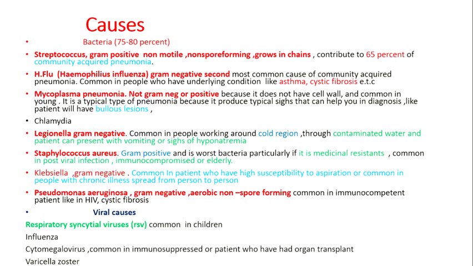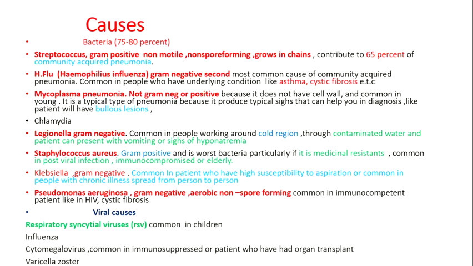So community acquired pneumonia, 65% is caused by Streptococcus pneumoniae. Another cause is H. influenzae, or Haemophilus influenzae, which is gram-negative. It is the second most common cause of community acquired pneumonia, following Streptococcus, and it is common in people with underlying conditions like asthma, cystic fibrosis, stroke, or any other chronic disease.